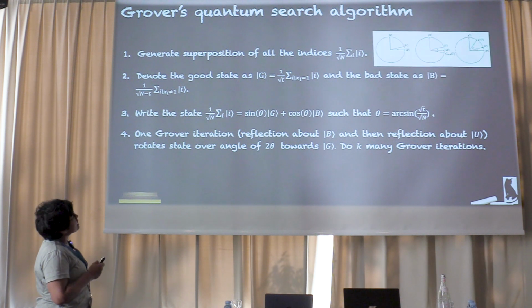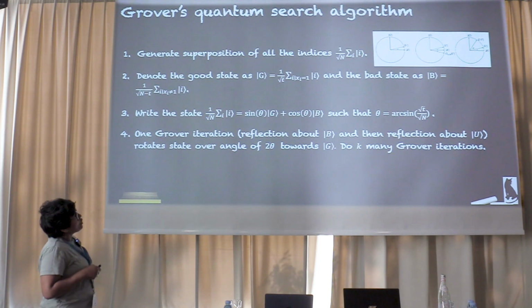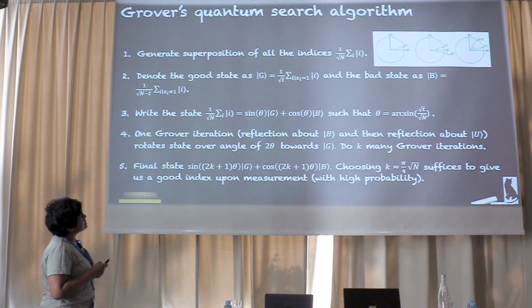So in some sense, you can imagine this is your good state, this is your bad state, they are orthogonal, and this u is the state that you started with, and you want to find the good state. Now, what Grover's algorithm gives us is a method for reflecting this u, the initial state that you started with. It helps you reflect u about B and then about u itself. So it keeps doing this reflection.